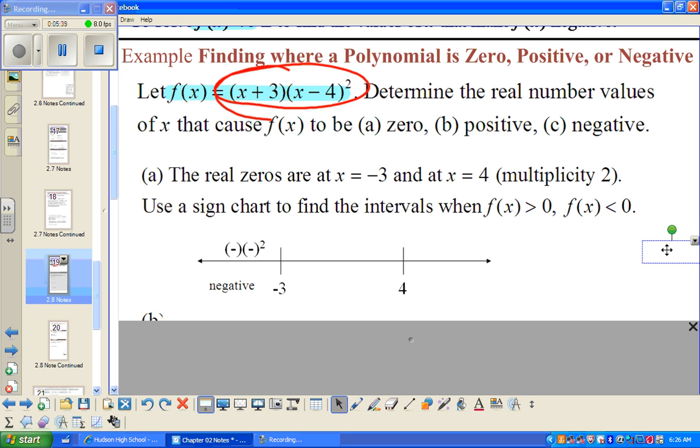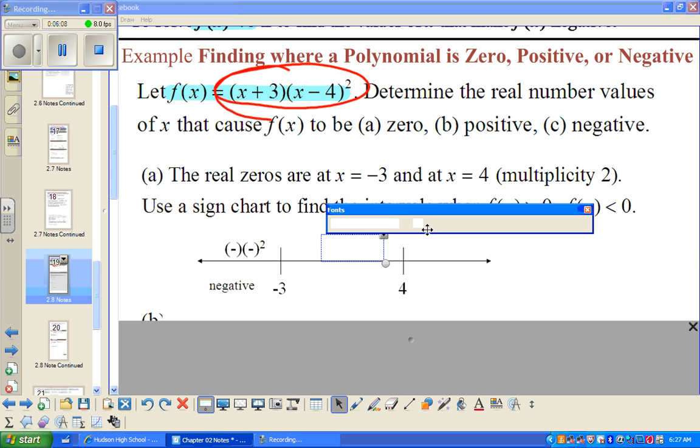A negative. So that means to the left of negative 3, my graph is going to be below the x-axis, so I'm going to get negative values back out. Do the same thing between negative 3 and 4. Maybe you want to plug in 0, since that's between negative 3 and 4. If I plug in 0 here, I'm going to get a positive number. If I plug in 0 here, I'm going to get a negative number.